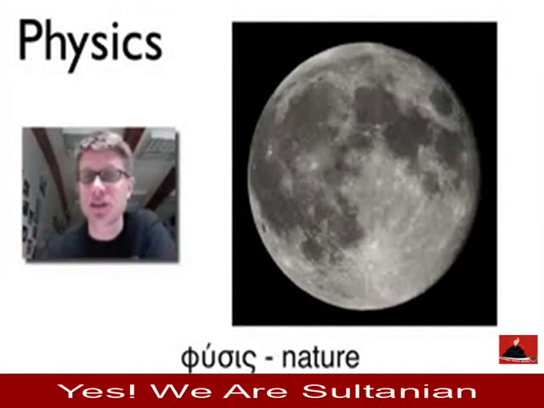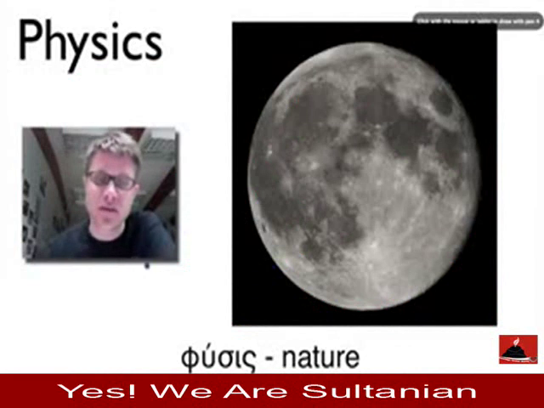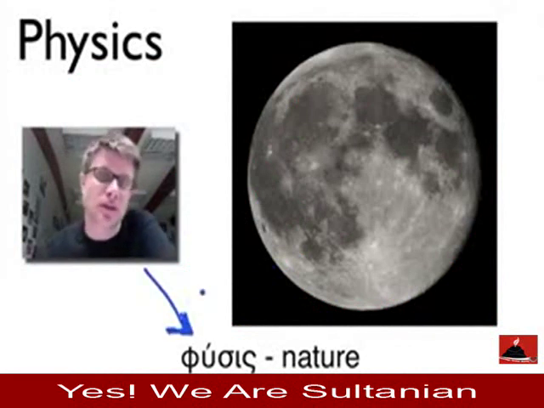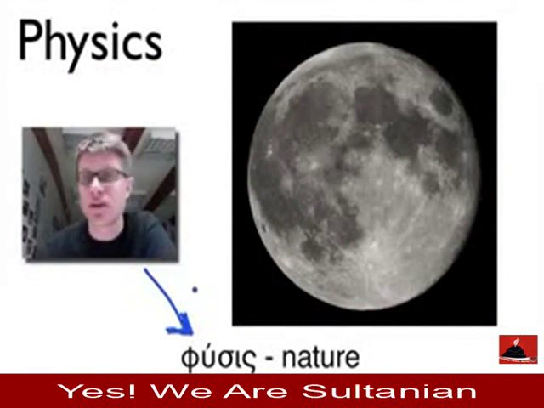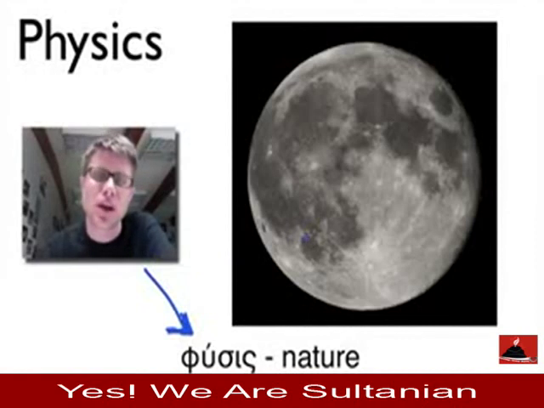Hi, it's Mr. Anderson, and today I'm going to be talking about physics. Physics comes from a Greek word, physis, which just means nature. And so you could argue that physics is the oldest science that we have, because the first time somebody looked up at the moon and wondered why the moon goes through its phases, they were doing physics.